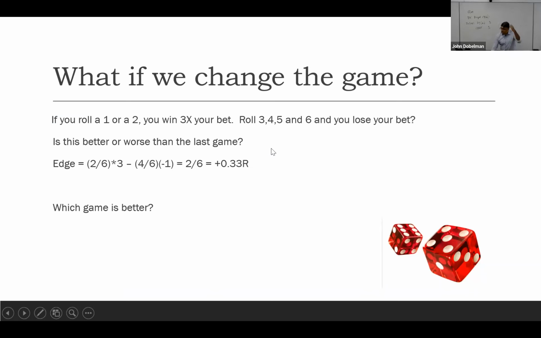Now, what if we change the game? If you roll a 1 or a 2, you're going to win 3 times your bet. If you roll a 3, 4, 5, or 6, you're going to lose your bet. So the edge is still the same, 0.33. So is this better or worse than the last game?